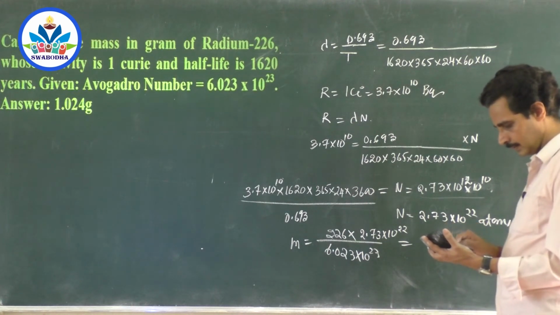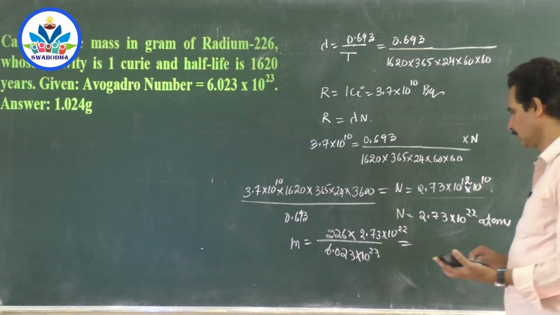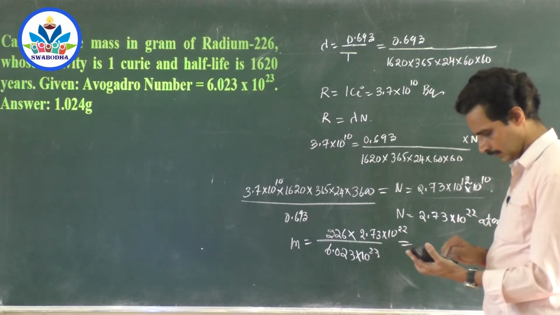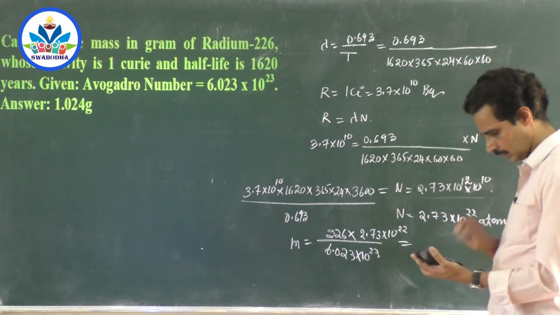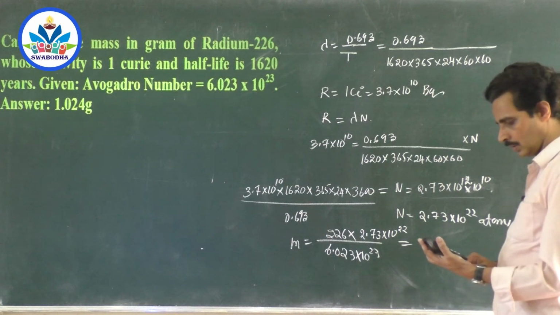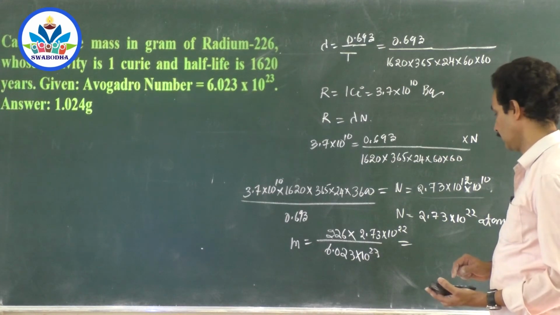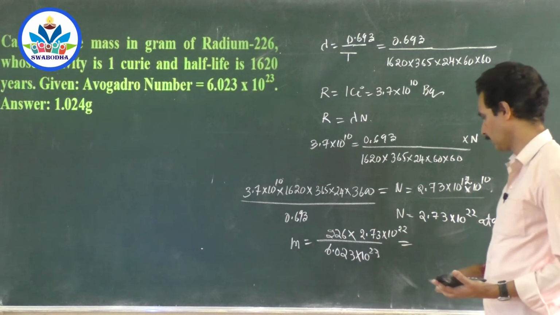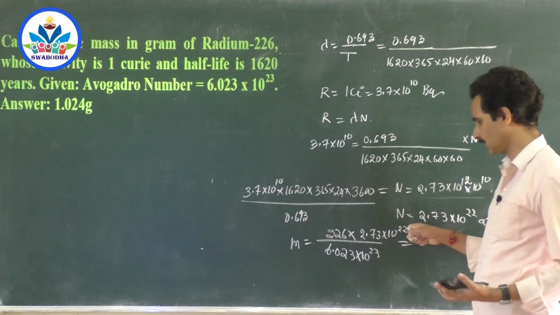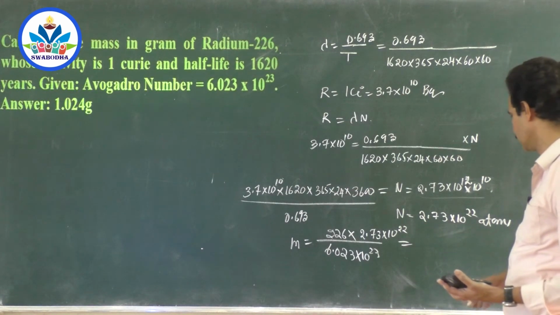226 into 2.73, divided by 6.023, how much? That is equal to 102.43. And here you have 10 to the power minus 1, because 23 minus 23, then you will get 10.2. Somewhere we have to check it.